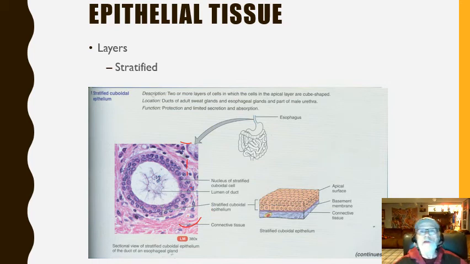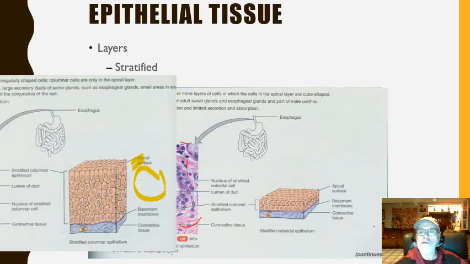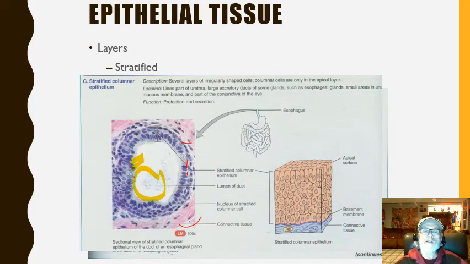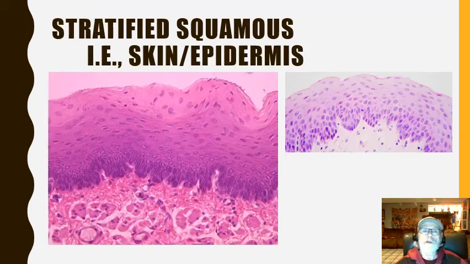Okay, here's stratified cuboidal. You see also here's a duct that we talked about before. Here's a duct in here as well, but instead of having one layer of cuboidal cells, now you can actually see a couple layers. Here's a layer here, here's a layer here. So more than one layer, it means it's stratified. Okay, and this is a stratified columnar. Some of it's higher, some of it's lower. More than one layer, stratified.